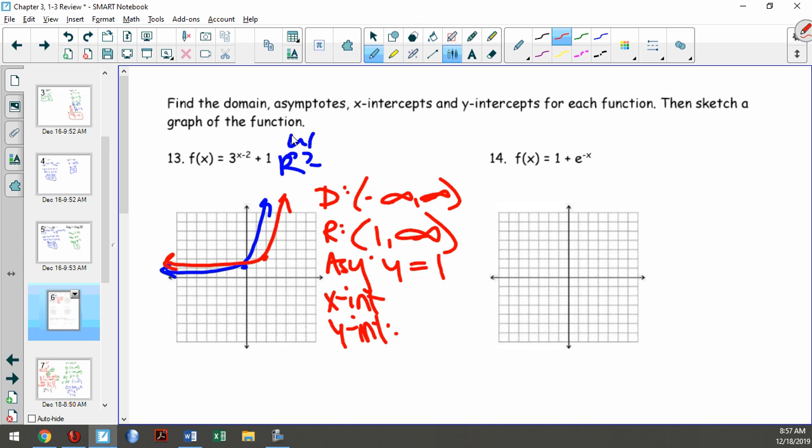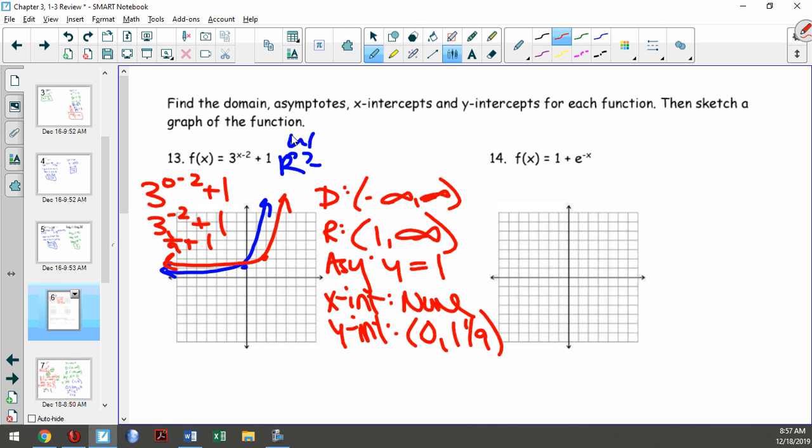And do I have an x-intercept or a y-intercept? My x-intercept is none, and my y-intercept is found by letting x be 0. So 0 minus 2 gives me 3 to the negative 2 plus 1. What is 3 to the negative 2? It is 1/9. So if I add 1/9 plus 1, that's going to give me the ordered pair (0, 1 and 1/9). Do we understand that, yes or no? We good with that?